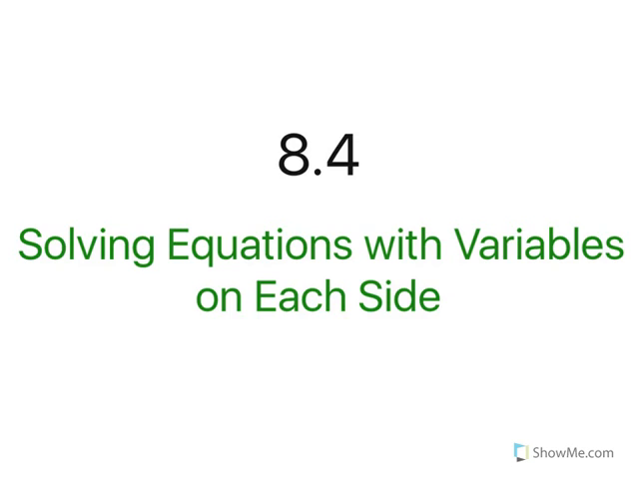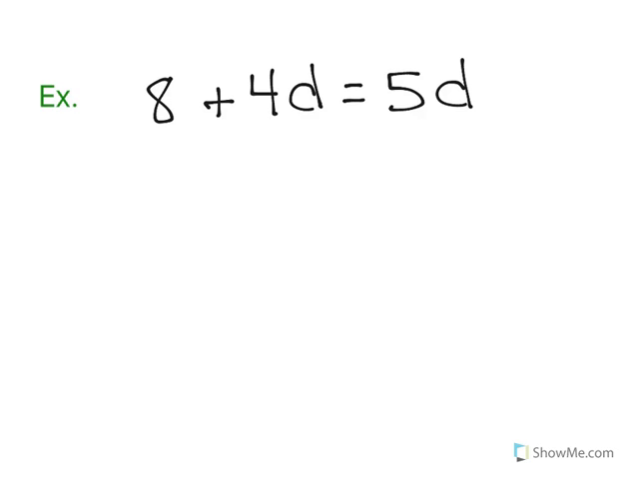This lesson is on section 8.4, titled Solving Equations with Variables on Each Side. So we're just kicking up a notch what we did in lesson 8.2, and we're having variables on both sides of the equations this time. So let's go into a quick first example.